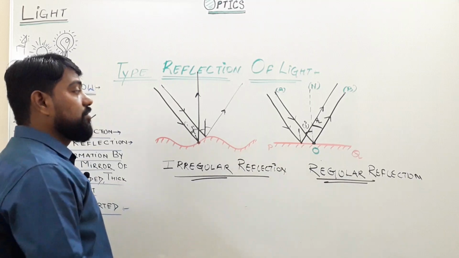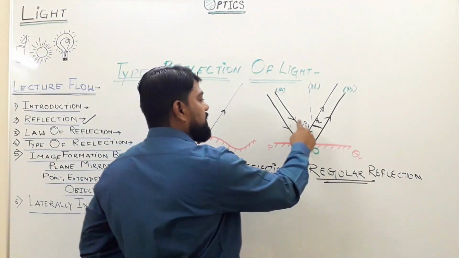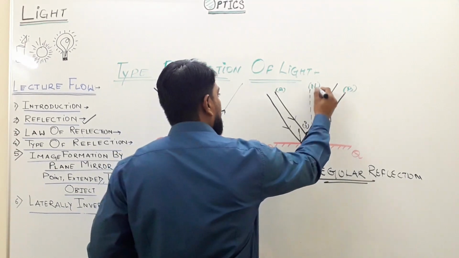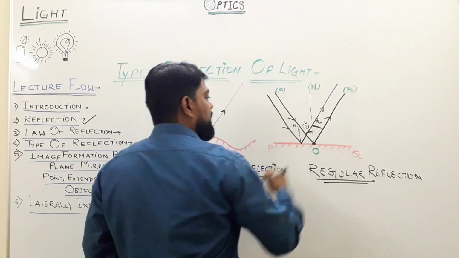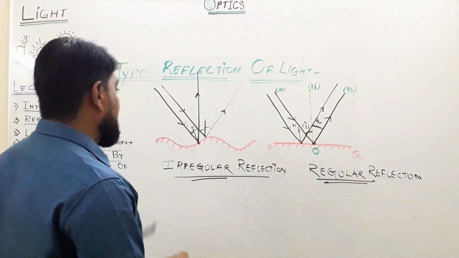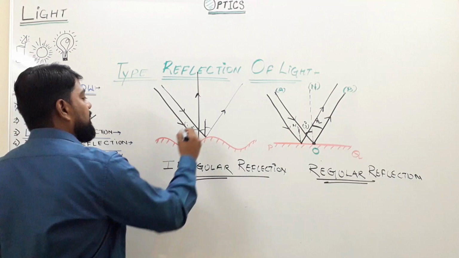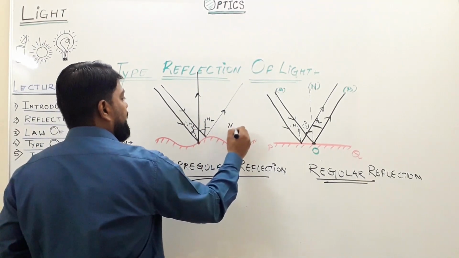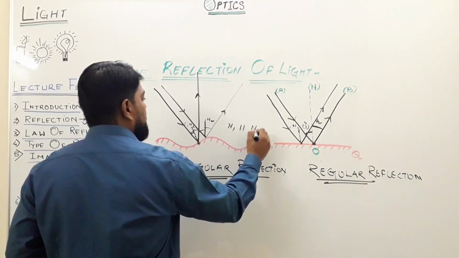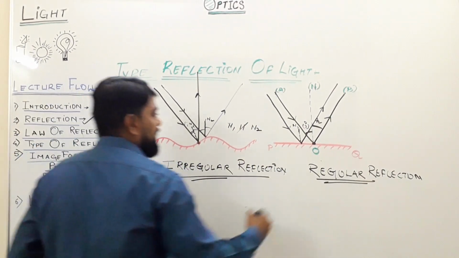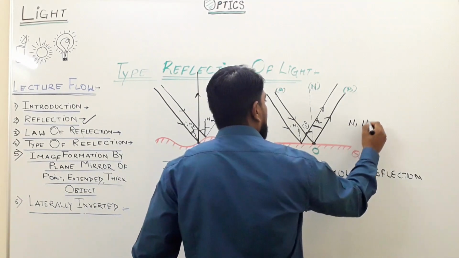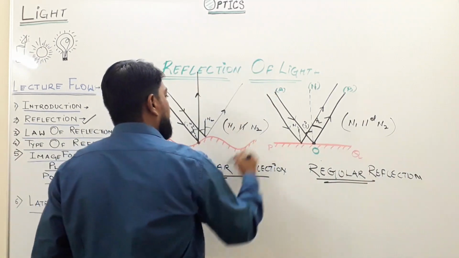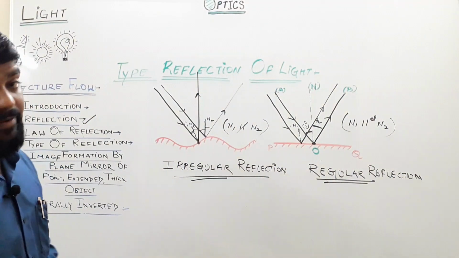Or you can say, in this case one more thing: the normals are also parallel. As you can see, if this one is normal n1 and this one is n2, these two normals are parallel. But in the other case you can see these two normals are not parallel. This one is n1, this one is n2, and n1 is not parallel to n2, but in this case n1 is parallel to n2. So in this way also we can define the difference between regular and irregular reflection.